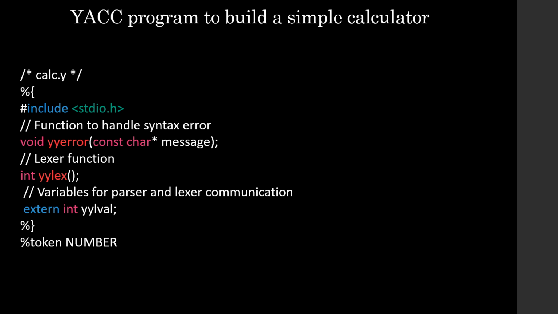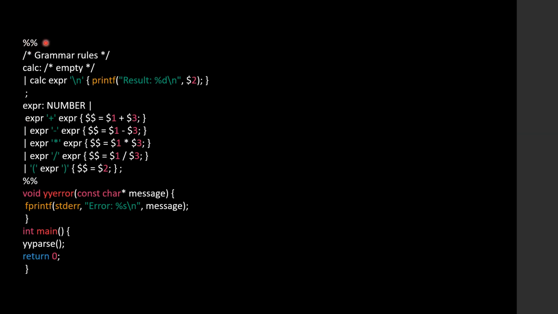So guys, now let's see the Yacc program to build a simple calculator. Here in the definition section, we are writing this code, which defines the function to handle syntax errors and the lexer function, as well as variables for parser and lex communication. Here, from here to here in the rules part, there is nothing but the grammar rules present in Yacc. And then finally the auxiliary part where we write the main function.